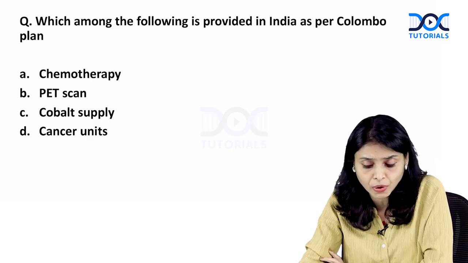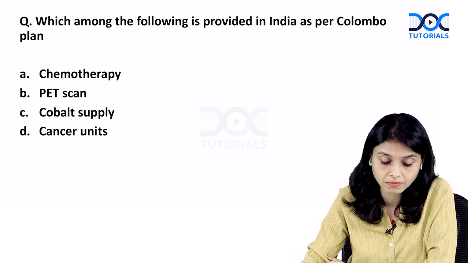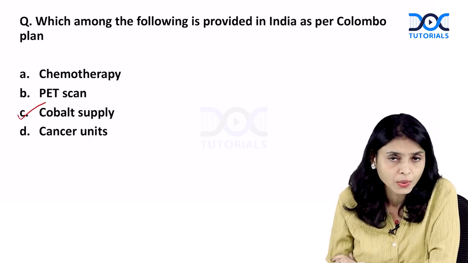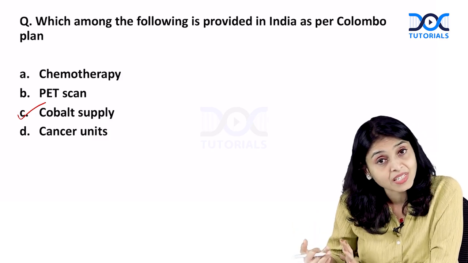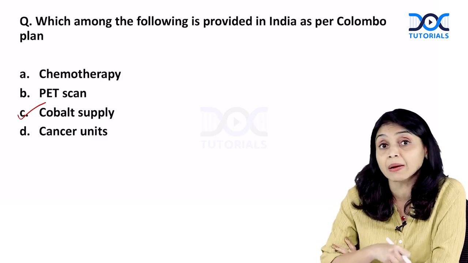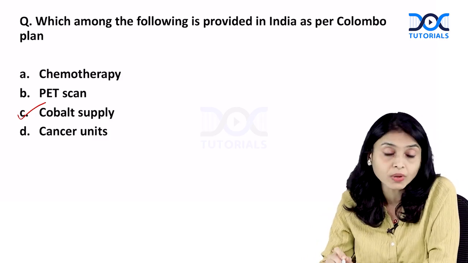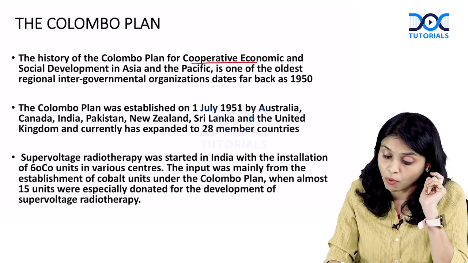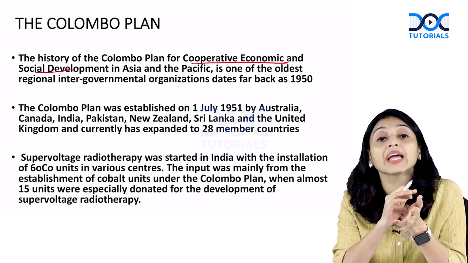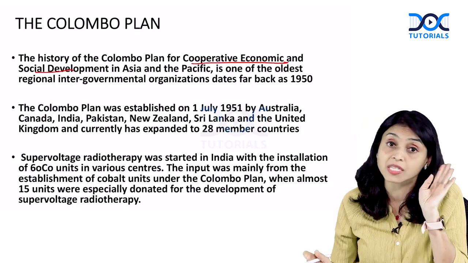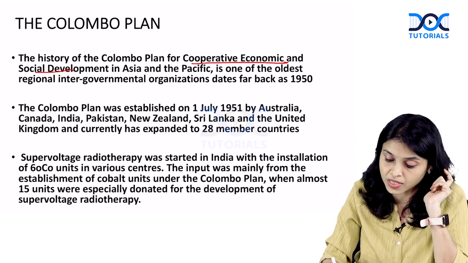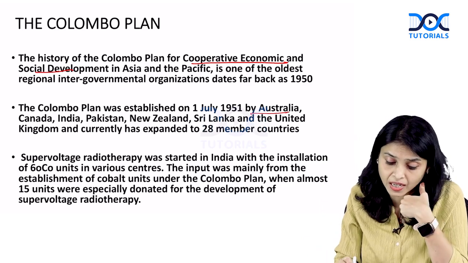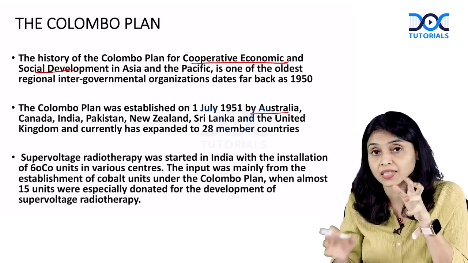Colombo Plan. Which of the following is provided in India as per Colombo Plan? It is cobalt. Cobalt supply is the answer. Okay. I am not expecting any question even in future, but maybe the same question can get repeated. So, Colombo is for cobalt supply. Now, what is it actually? This is a plan for cooperative economic and social development in Asia and Pacific countries. This dates back to 1951, and it was established by Australia, Canada, India, Pakistan, New Zealand, Sri Lanka, United Kingdom, and currently 28 countries are there.